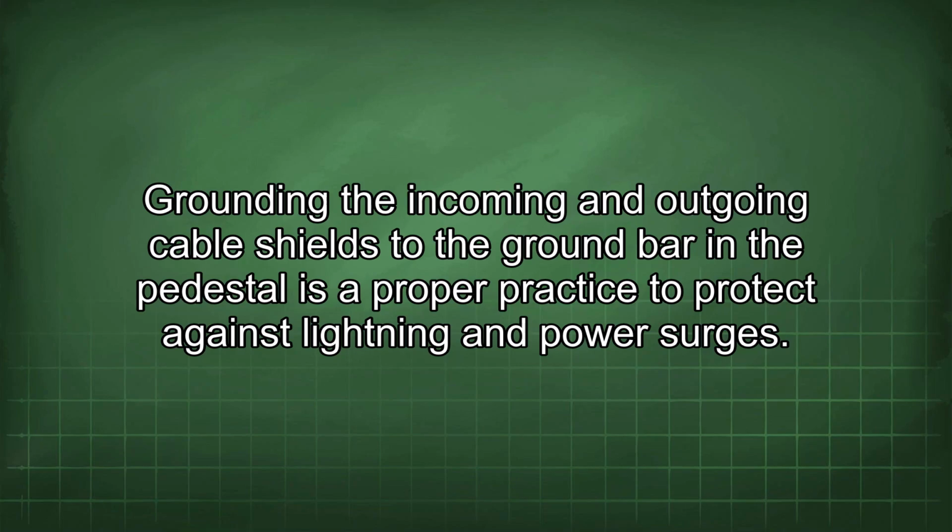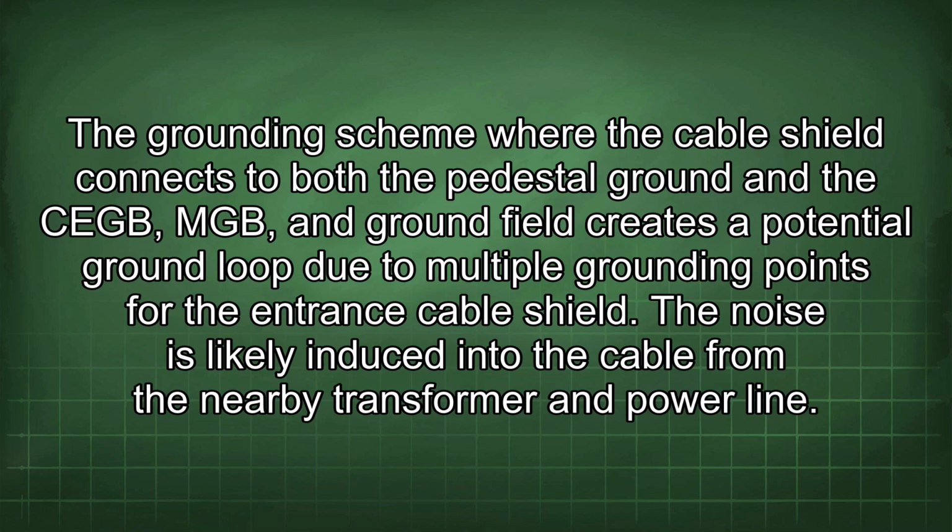Grounding the incoming and outgoing cable shields to the ground bar in the pedestal is a proper practice to protect against lightning and power surges. The grounding scheme where the cable shield connects to both the pedestal ground and the SEG MGB and ground field creates a potential ground loop due to multiple grounding points for the entrance cable shield.